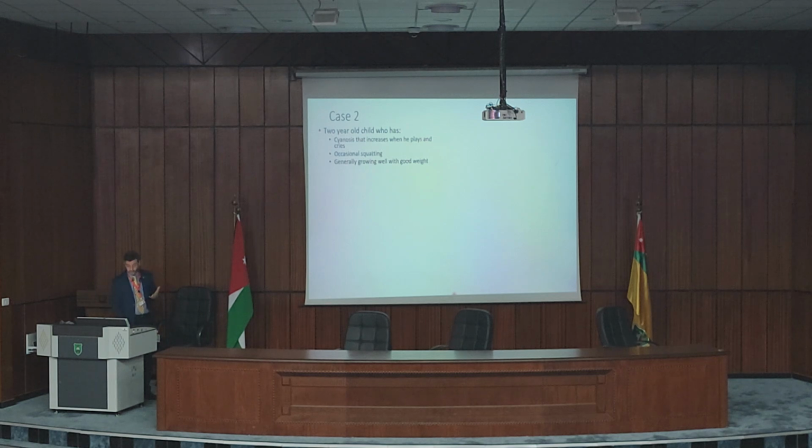Particularly when he gets more cyanosed, he will squat a little bit for a few minutes and then he will continue playing. Generally, he's been growing well in the first year of life, so he didn't have the symptoms of the other child. He didn't have the heart failure symptoms. He didn't have the tachypnea and difficulty of feeding and difficulty of weight gain.